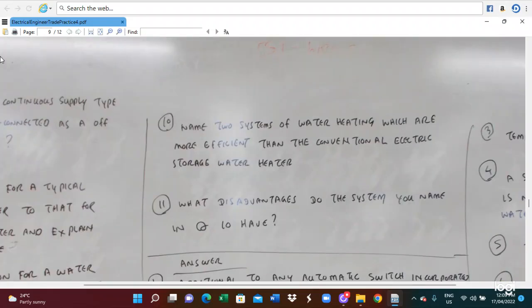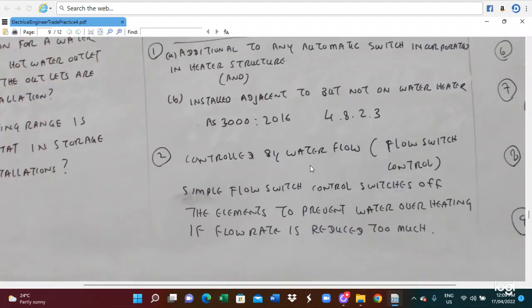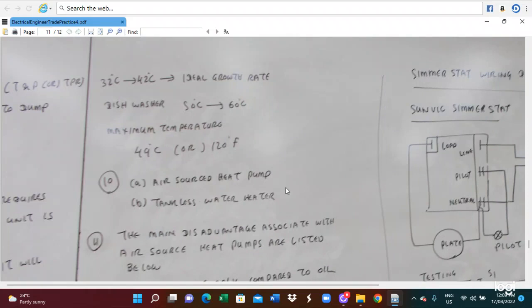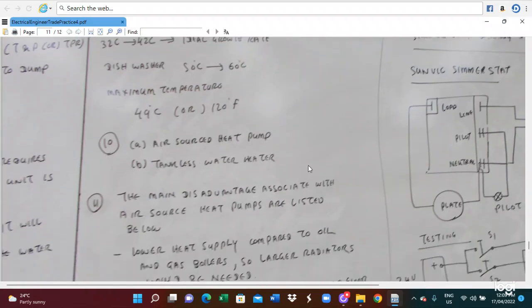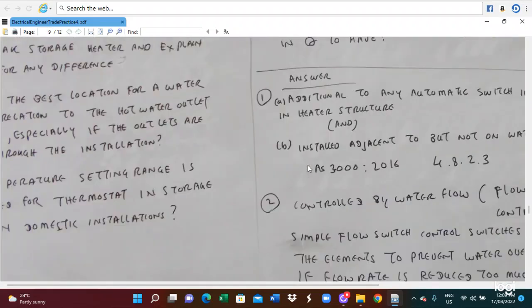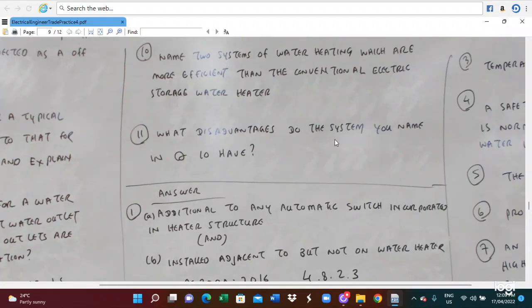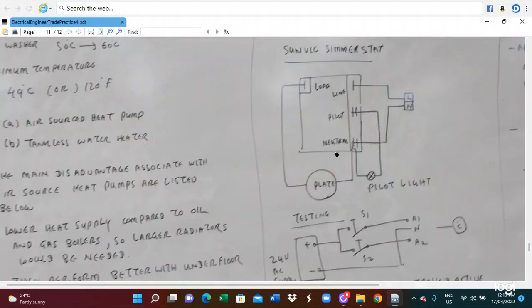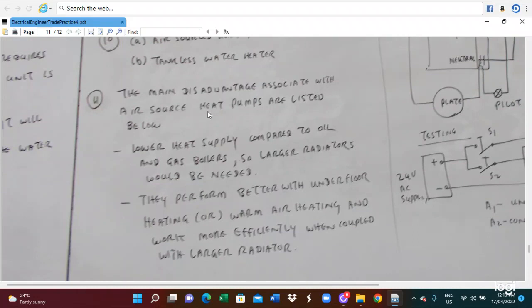And name the two types of water heating system which are more efficient than the conventional electric storage water heater. So that can be the air-to-water heat pump or the tankless water heater system. And this is a question: What are the advantages of the systems in question 10? The main disadvantages associated with the air heat pumps are listed below.